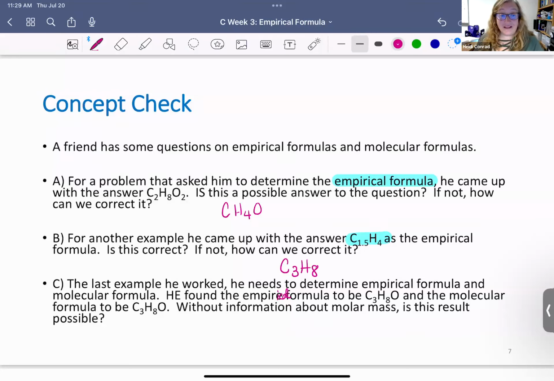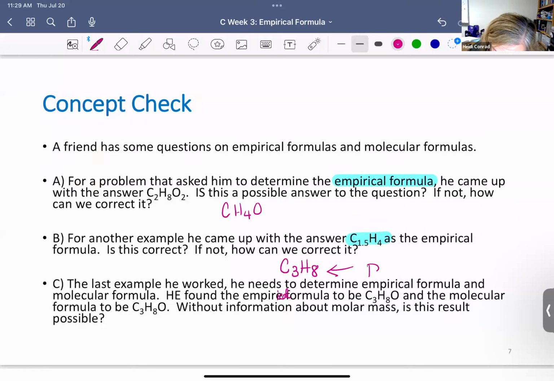Sorry, the answer here is yes, the information is absolutely correct. Without the molar mass, I can't say his answer is wrong. But a number of my students said, no, it's not possible, my empirical formula cannot be the same as my molecular formula. And that is incorrect. They can match each other. The base definition is that the empirical formula is my lowest whole number multiple ratio.